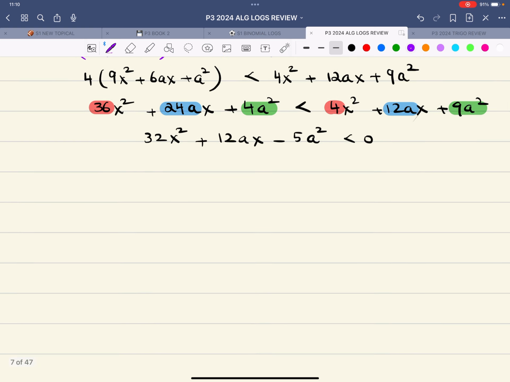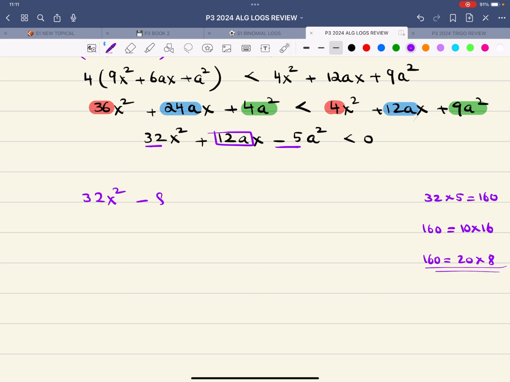Now I should focus on 32 multiplying with negative 5. So I'll take care of the negative sign in a short while. 32 into 5 is 160. 160 is 10 into 16. 160 is 20 into 8. I think this is the relevant one because I need 12a and I need a positive one. So therefore I should write 32x square, and this is minus 8ax plus 20ax minus 5a square is less than 0. And now let's focus on this.